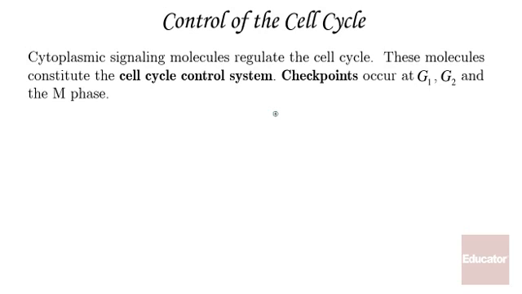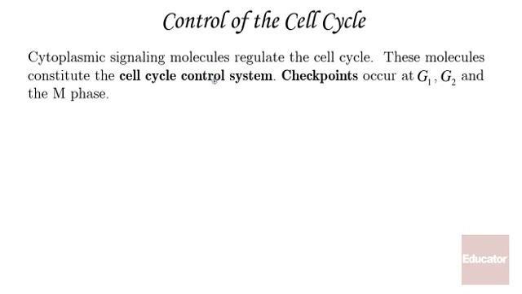So let's talk about how the cell cycle is regulated. There are cytoplasmic signaling molecules that regulate the cell cycle, and there are also other internal and external factors that regulate the cell cycle. First, focusing on just these cytoplasmic signaling molecules and what's called checkpoints. These molecules constitute what you'll hear called a cell cycle control system.